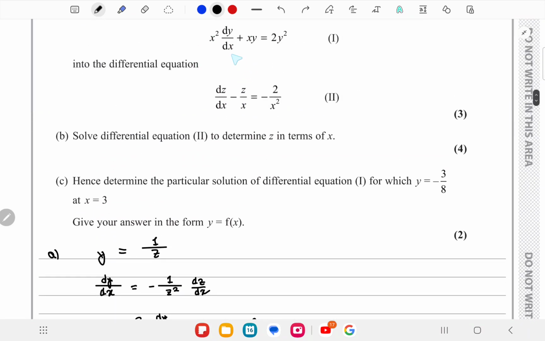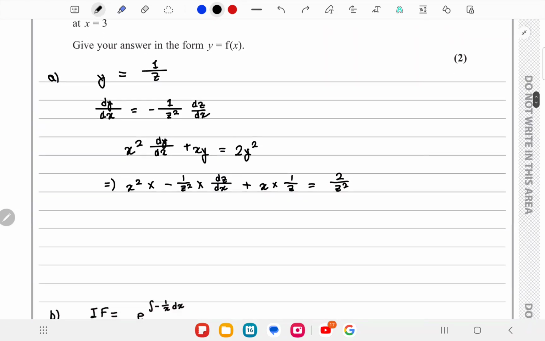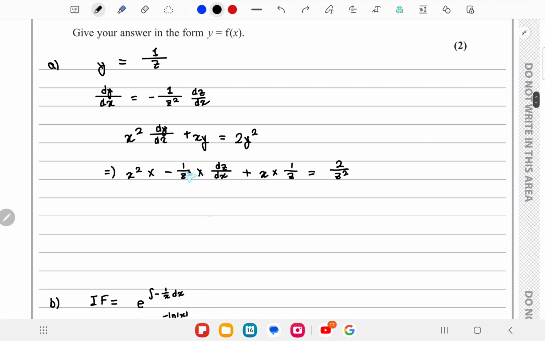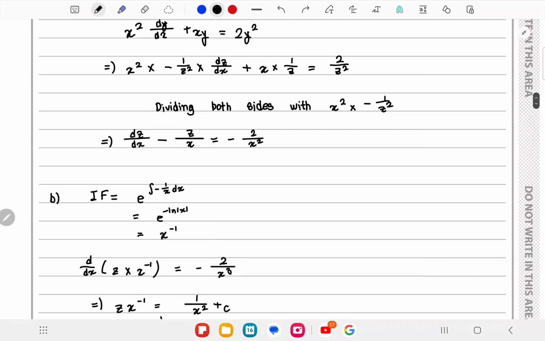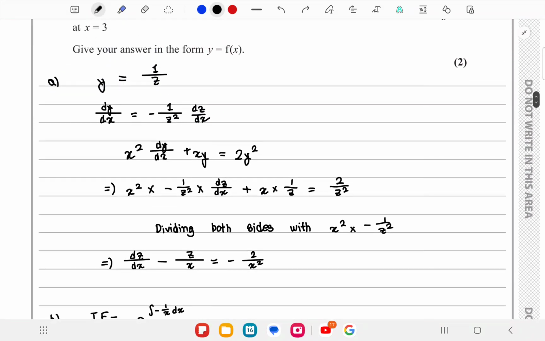In this equation, we have x square dz by dx without anything in front of it. So if we don't want anything in front of dz by dx, we need to divide both sides by x square times minus 1 by z square. So we divide both sides with this. We'll get dz by dx minus z by x, and on the right hand side we'll get minus 2 by x square. So that's it for part A.